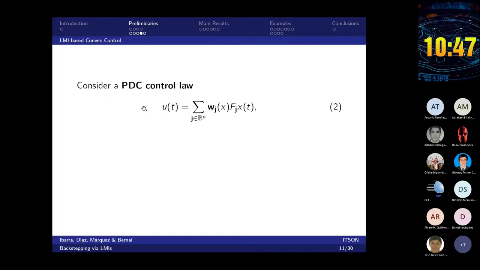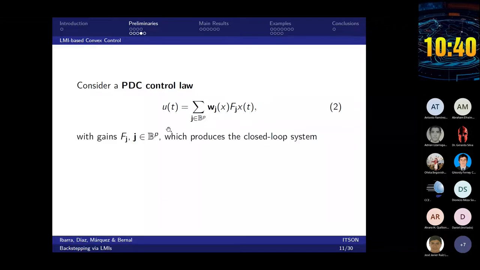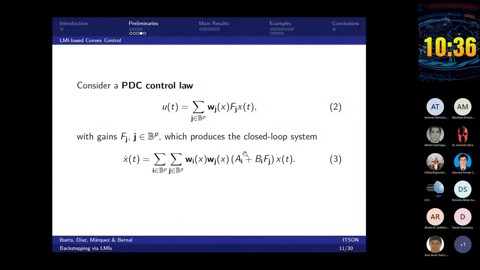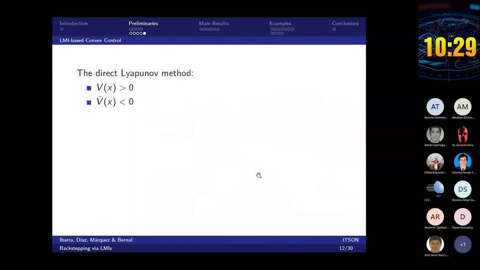Now, we can consider a PDC control law as the one shown here in 2, a nonlinear control law, and will produce this closed loop system. Now, we need to find the gains that can stabilize this system.